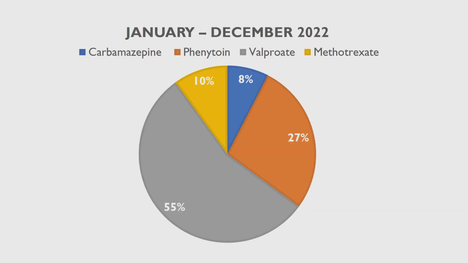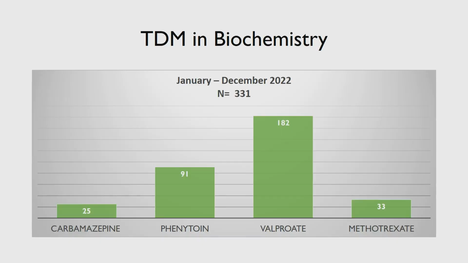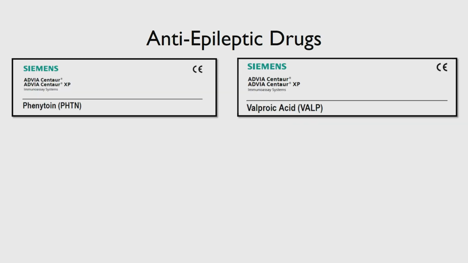So to go into our experiences, in the last 1 year, we have had 331 samples for the TDM analysis, out of which a major proportion was valproate, around 55%, followed by phenytoin with 27%. The number of samples that we have received for valproate was 182, and the number of samples that we have received for phenytoin was 91, followed by carbamazepine and methotrexate.